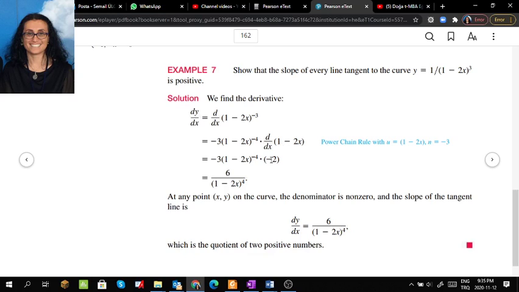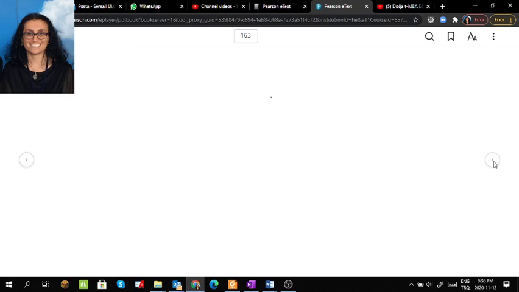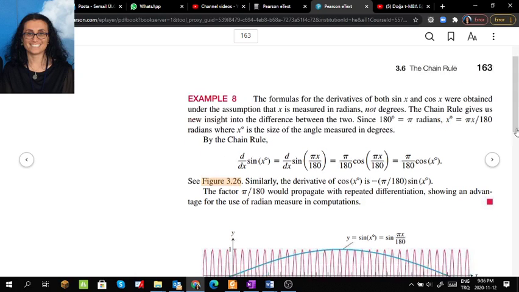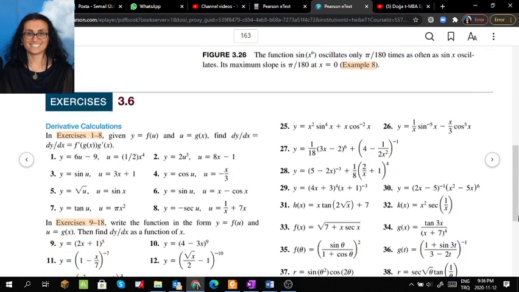So we applied the chain rule, and we applied the power chain rule because we have the power here. So power rule plus chain rule is the power chain rule. Okay, so that's an example. We did such examples in our class as well, in our recitation as well. So I'm going to skip this example, we don't need that.